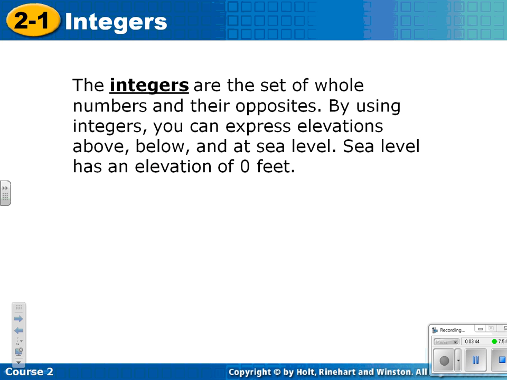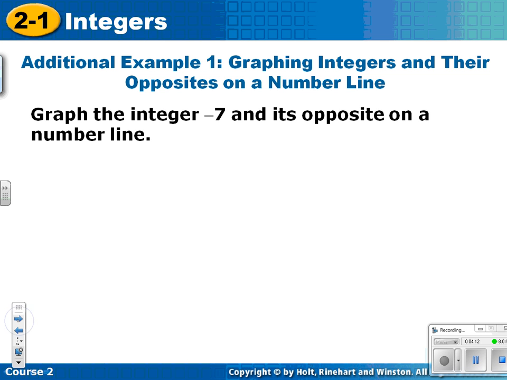Okay, integers are the set of whole numbers and their opposites. So basically, any number you count, 1, 2, 3, 4, 5, 6, 7, 8, 9, 10, all integers. Negative 1, negative 2, negative 3, negative 4, and so on. Those are all integers. So the counting numbers, the whole numbers. By using integers, you can express elevations above, below, or at sea level. Sea level has an elevation scale, just so you guys know. All right.